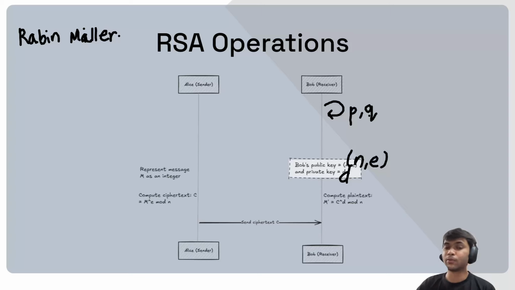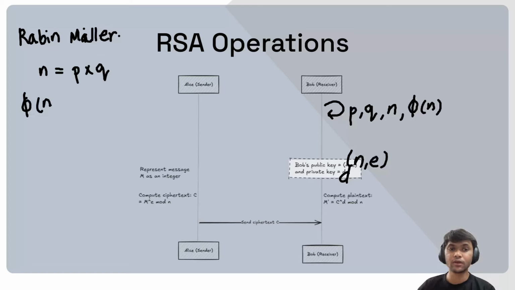Now, once Bob has generated the two large primes, they want to calculate n, which is expressed as the product of these two large primes. Once Bob has n, they want to compute phi n, or the Euler's totient function. An Euler's totient function is given by the formula: the product of p minus 1 and q minus 1.